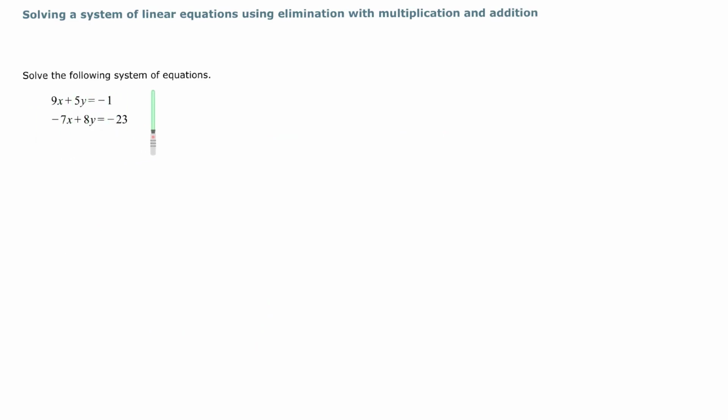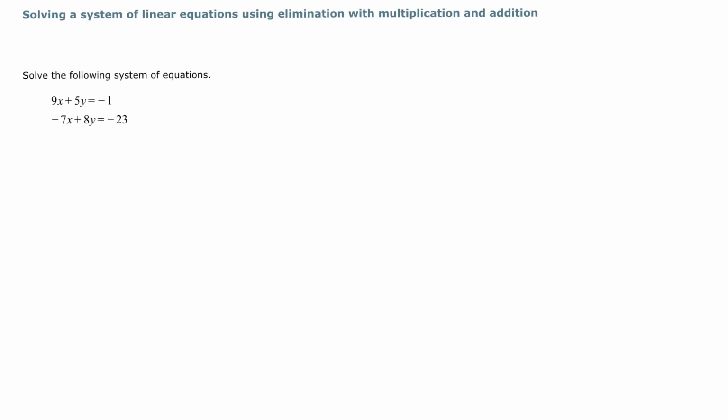Let's solve the following system of linear equations. We have 9x plus 5y equals negative 1. We also have negative 7x plus 8y equals negative 23. Since neither one of the variables are isolated, we're going to use the addition method instead. Some texts will call it the elimination method. I like to call it the addition method because we simply add in mathematics.